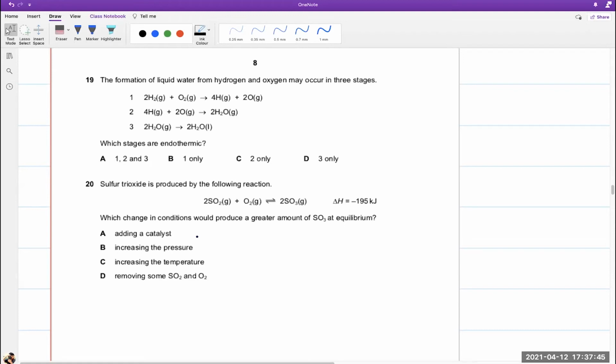Sulfur trioxide is produced by the following reaction. We know this reaction. We have seen it with vanadium 5 oxide. We know that that's the catalyst in this thing. We also know that it happens at 1 to 2 atmospheric pressure, and it also happens at 450 degrees Celsius temperature. Okay, so those are the conditions under which we do it in industry. And the reason we do this is because we want to create sulfuric acid from this. Which changes in condition could produce a greater amount of SO3 at equilibrium?